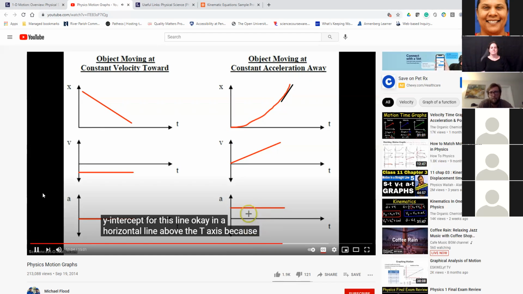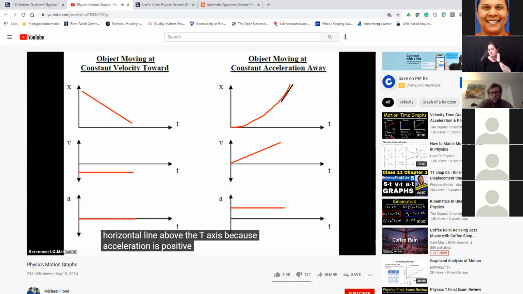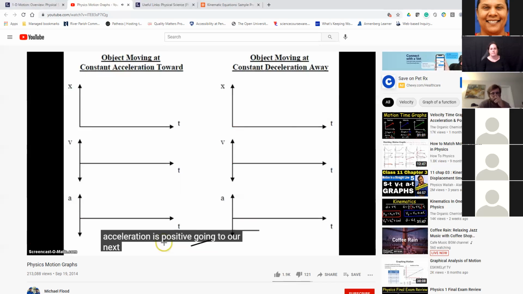Above the t-axis because acceleration is positive. Going to our next scenario, object moving at constant acceleration toward. Okay. This, of course, means that the speed is increasing, but we're losing distance, getting closer to the point of origin. Okay. So this line would look something like this, sloping downward. Try to draw a better curve than I can with my pen here on the screen, okay?